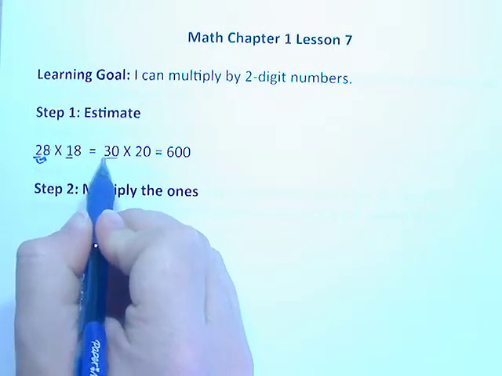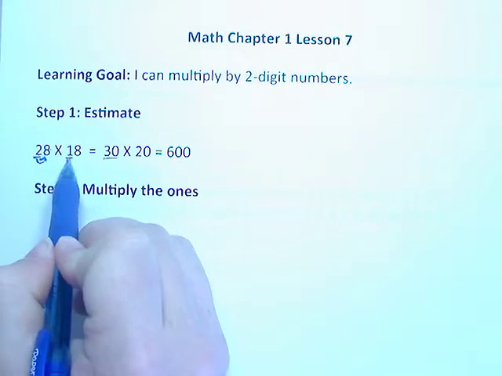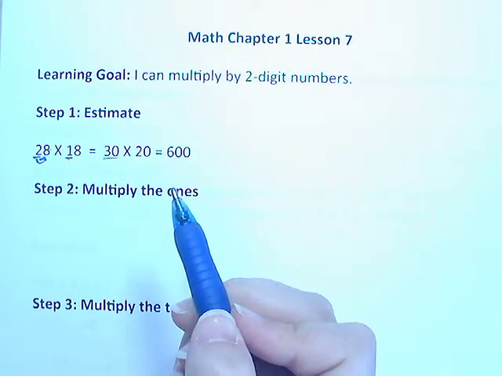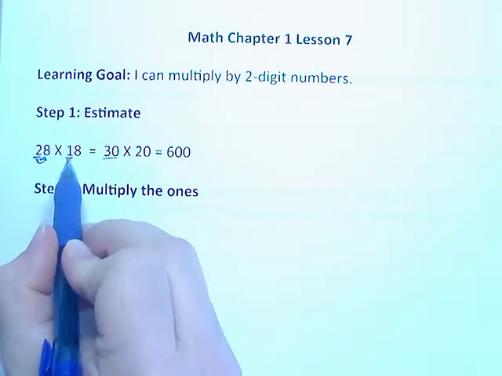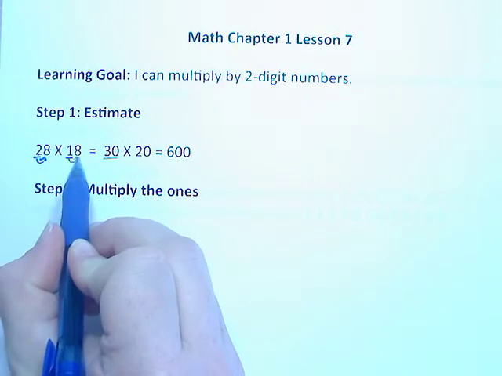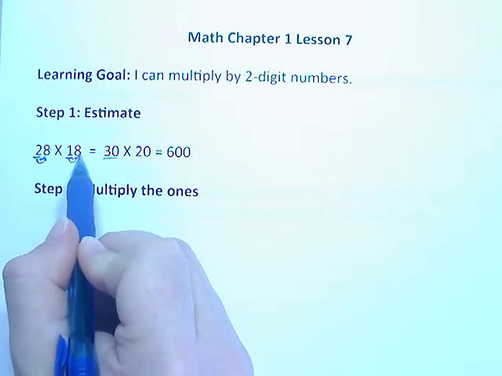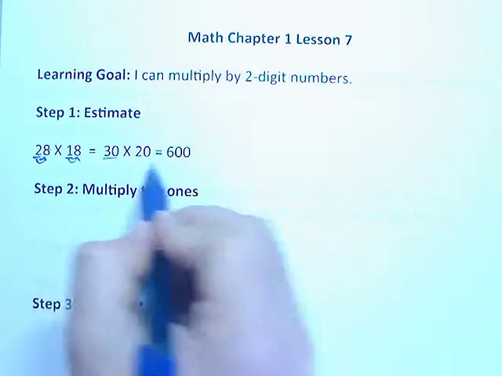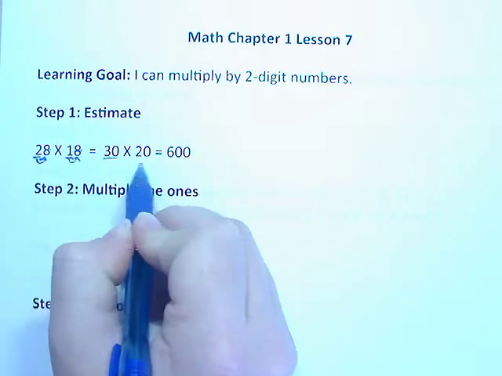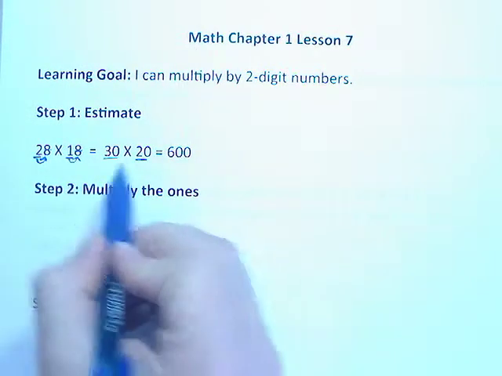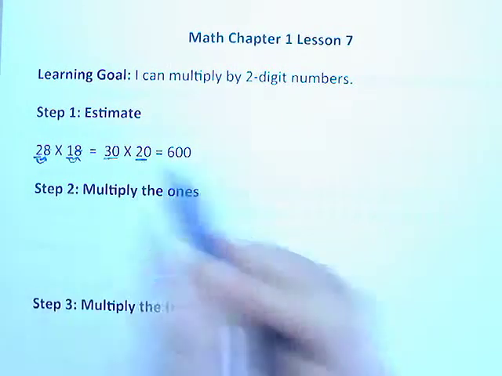So I have 30. If I look over at my 18, my 1 is my largest place value. It's in the tens place. I'm going to look over at my 8. It's 5 or more, so that means my 1 moves up to a 2, and any other numbers turn to a 0. So now I have 30 times 20.